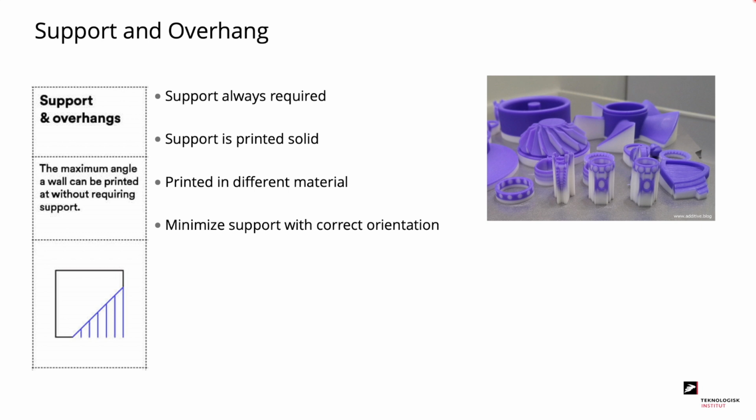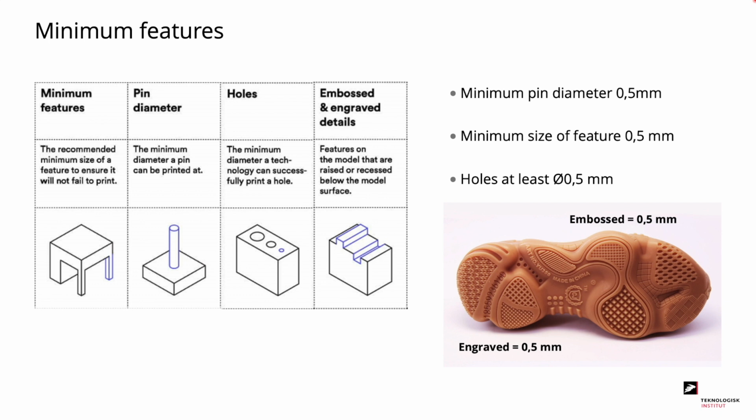Another feature that you should avoid is wall thicknesses below 1 mm. When you have overhangs, you always need support. You should be aware that the support is printed solid, so you use more material than you do with other technologies. But you can print the support in different material, and it's possible to minimize the amount of support with the correct orientation. If we look at minimum features, the magical number is 0.5.